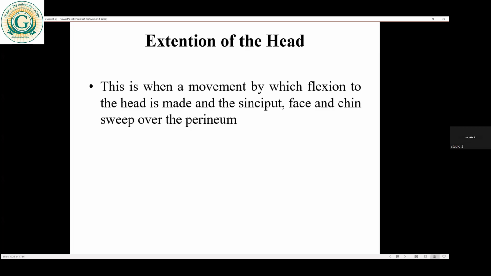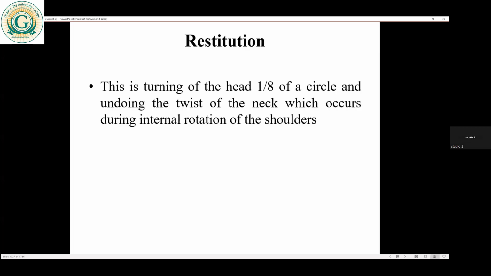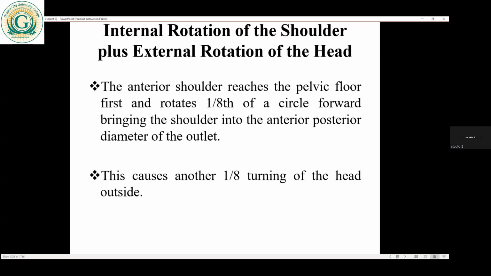So then restitution: this is turning of the head by 1/8 of a circle, undoing the twists at the back of the neck, which occurred during internal rotation of the shoulders. So the head will be turning. The baby is coming with the hands opened in the uterus. So when the head restitution takes place, it turns halfway. Then you have internal rotation of the shoulders plus external rotation of the head.